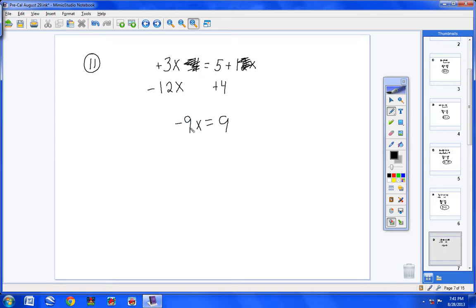And now you don't want this negative 9 with the x because you want x all by itself. So we divide by negative 9. Divide the other side by negative 9. These cancel. And a positive 9 divided by a negative 9 is a negative 1.